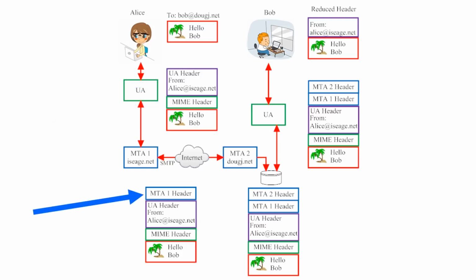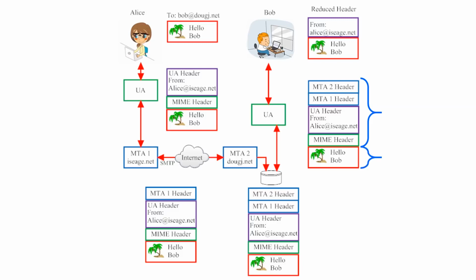When the message goes to the first message transfer agent, that message transfer agent leaves a header of its own so that there's a record of where the email has been. All subsequent message transfer agents will leave headers of their own as well. In this illustration, there are only 2 message transfer agents, and so the email only picks up 2 message transfer agent headers. The email arrives at Bob's user agent with all of these headers attached.